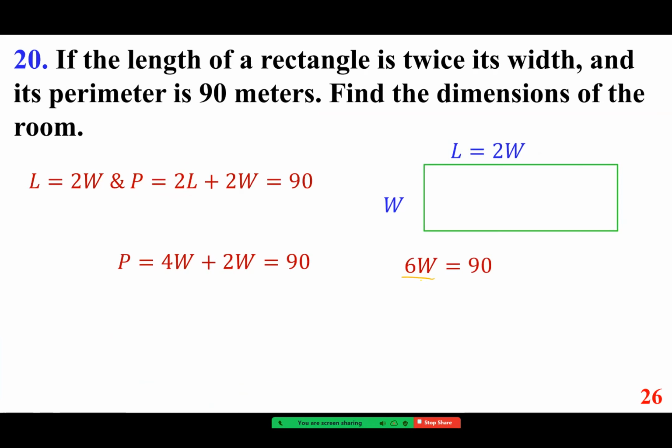All I have to do is divide by 6. The width becomes 15, and pay attention to the units, meters, and the length is double the size, therefore is 30 meters.